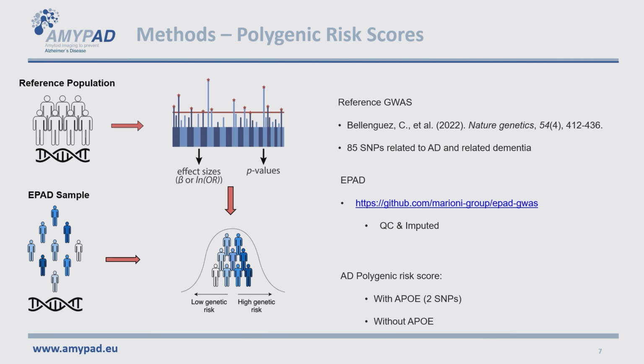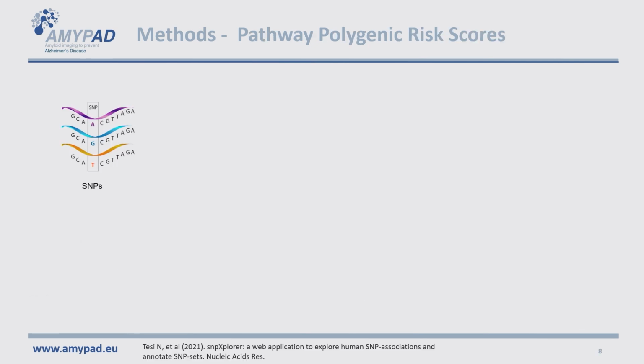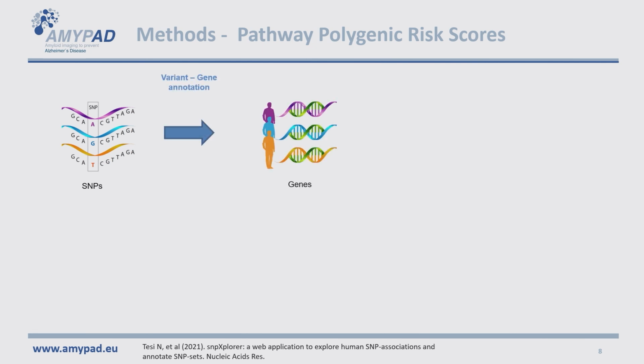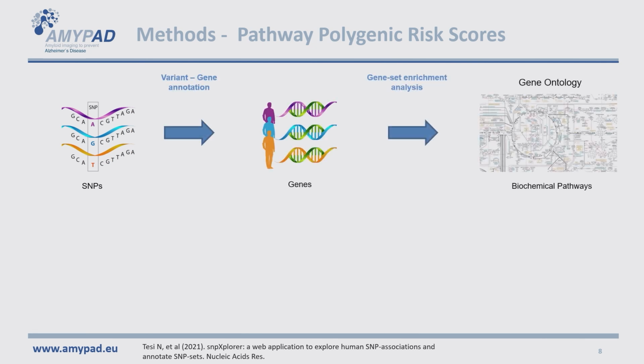SNPs. And we computed two global polygenic risk scores, one including ApoE, which is the strongest determinant, but also one without it, because we wanted to look at the effect beyond ApoE. But we also wanted to go for pathways, so we did a pathway analysis. And how we did that was to map each of these 85 SNPs to specific genes, and then do something called gene set enrichment analysis.